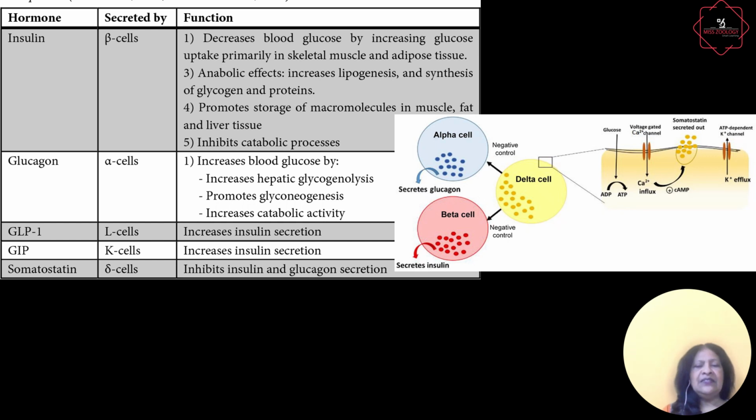Then the other cells come into action from the intestinal tract, that is the GIP and the GLP-1. These are the cells from the gastrointestinal tract which increase the insulin secretion through the L cells and the K cells found there. In that case, the somatostatin will also come into action to inhibit insulin and glucagon secretion, thereby trying to establish a normal glucose level finally via the delta cells.